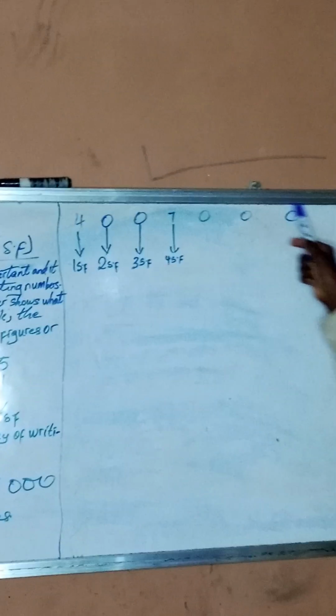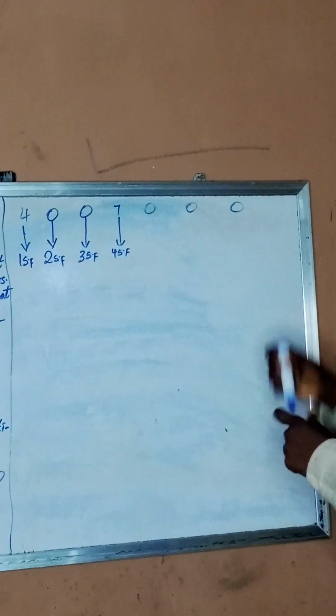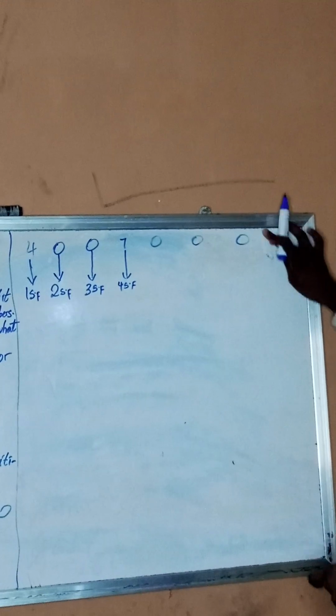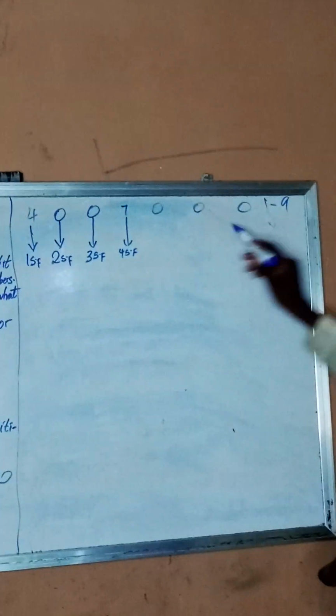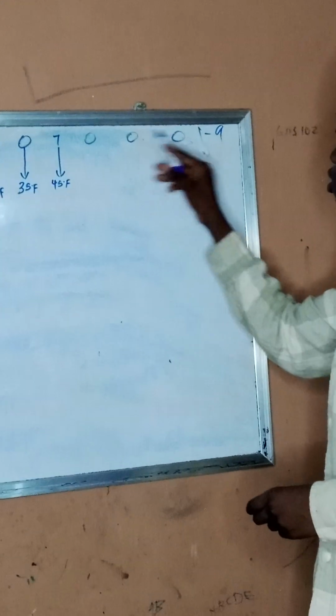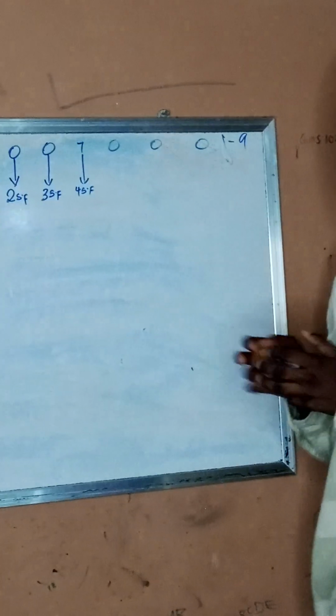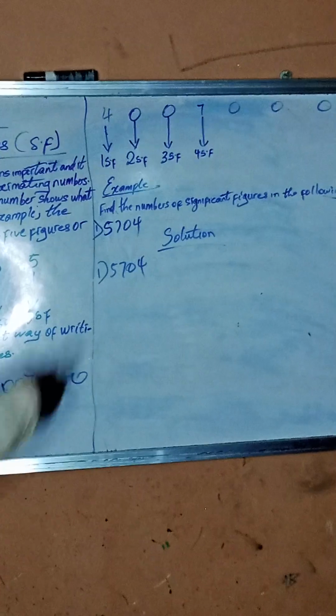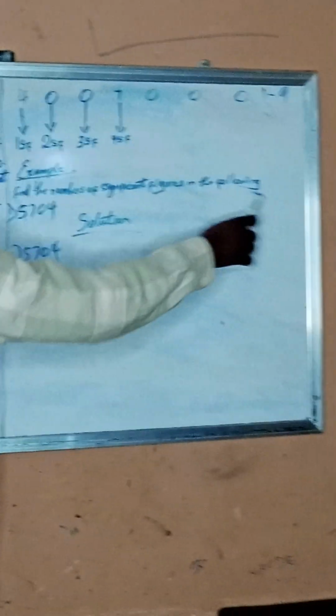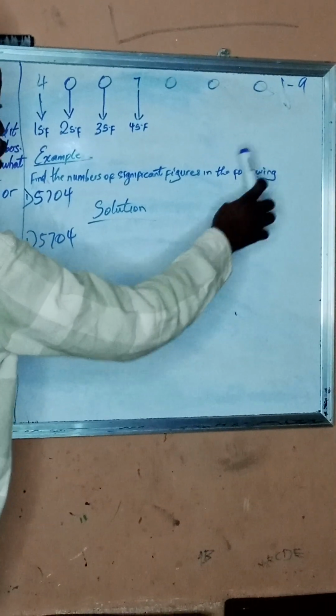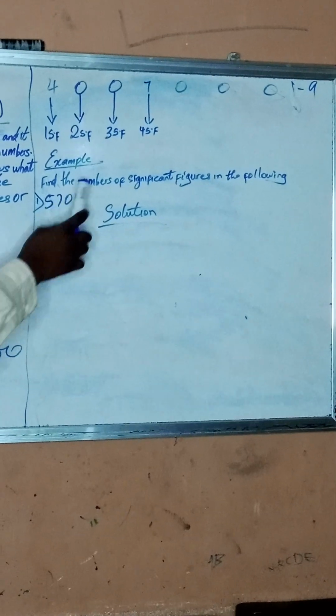You notice that these 3 zeros are insignificant because there is no number after the zeros, for example from 1 to 9, no number is after it. So these 3 zeros are insignificant. Why are these two significant? So let's take some examples. Find the number of significant figures in the following: 5,704.